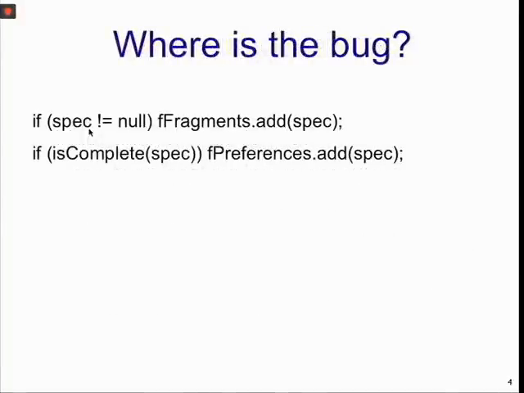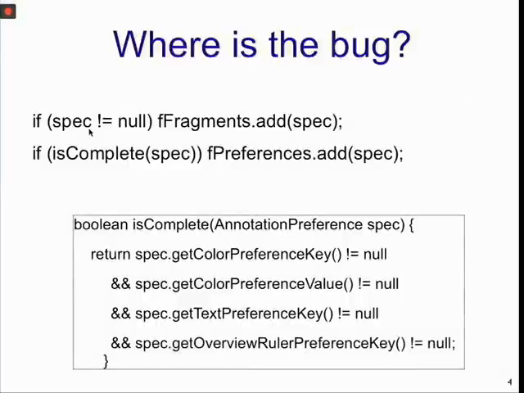All right, so here's some code. We need to figure out where the bug is. If spec is not equal to null, we add spec to fFragments, and then if spec is complete, we add spec to fPreferences. Well, you can't really see what the bug is here. Now, if you look at the body of isComplete, you can figure out that if spec is null here, then when we call isComplete, we're going to get a null pointer exception.